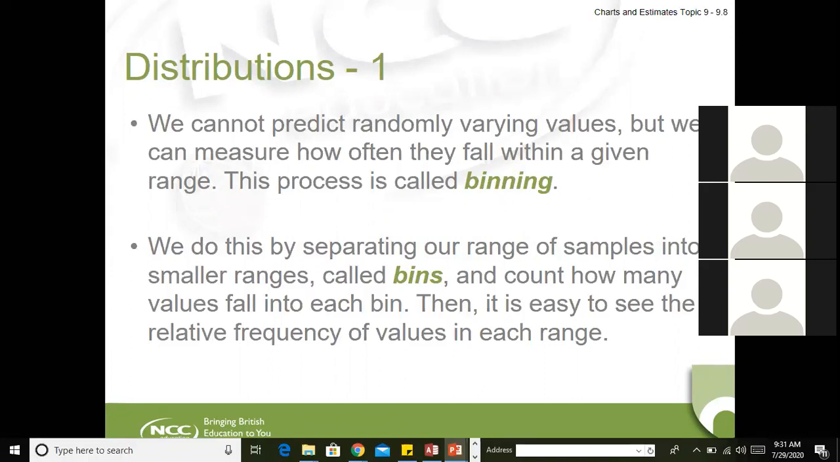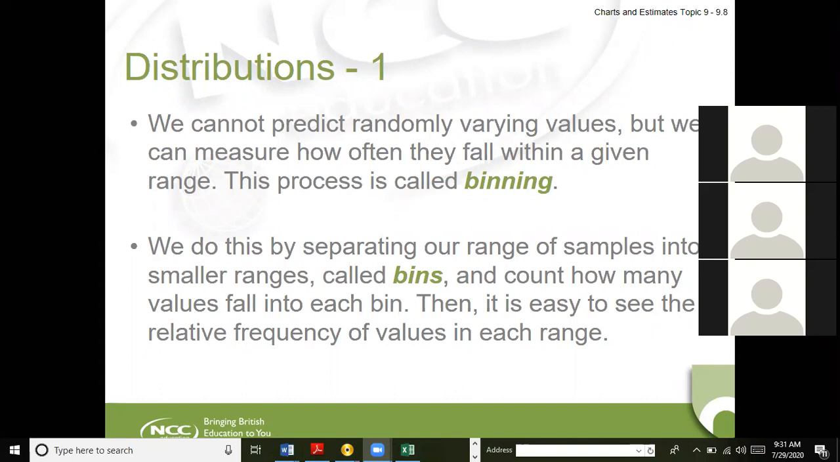So, distribution. In distribution, we cannot predict varying values randomly, but we can measure how often they fall within a given range. This process is called binning.